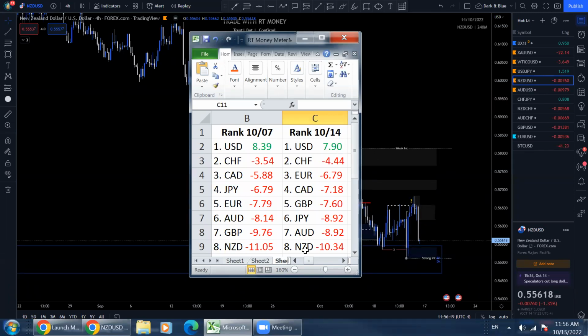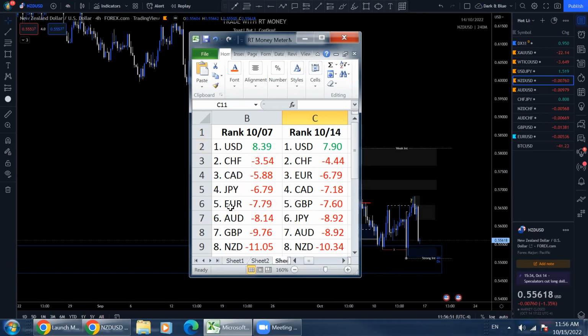Meanwhile, the New Zealand dollar is still ranked as the last and least, the weakest of the currencies. Last week it was ranked at number 8 at minus 1105, and this week it is ranked at number 8 at minus 1034. So it is moving sideways down at the bottom. This kind of indicates, first of all, the strong against the weak. That's the way we do it here.